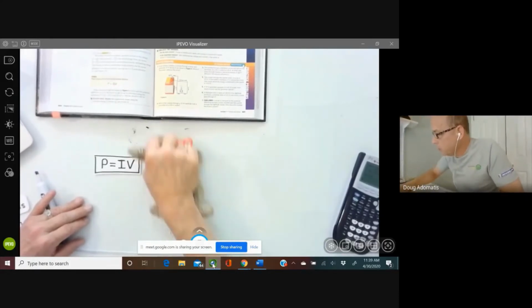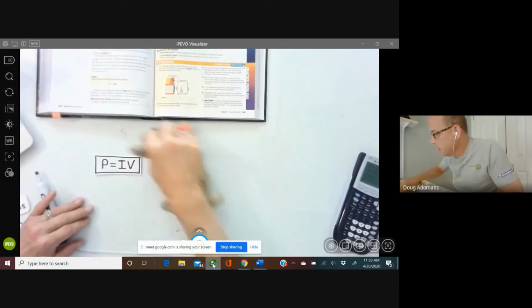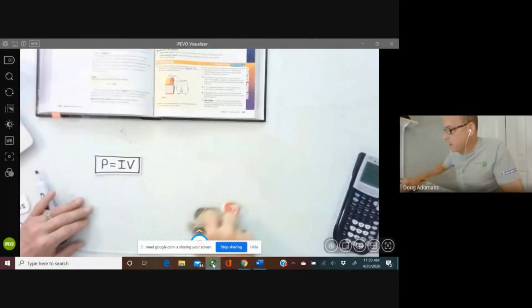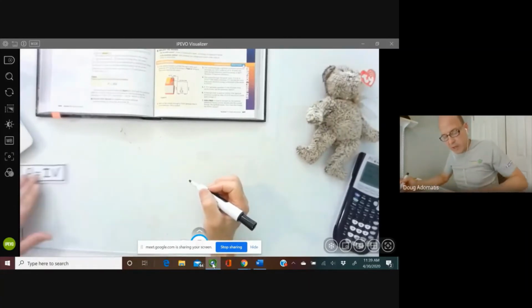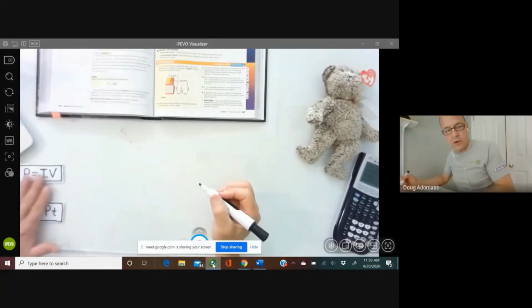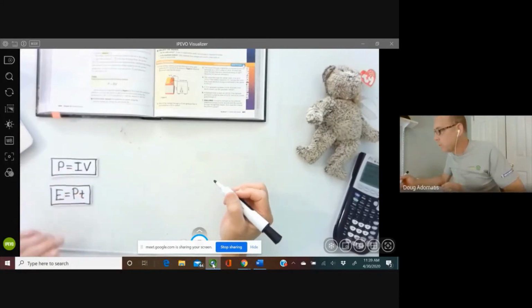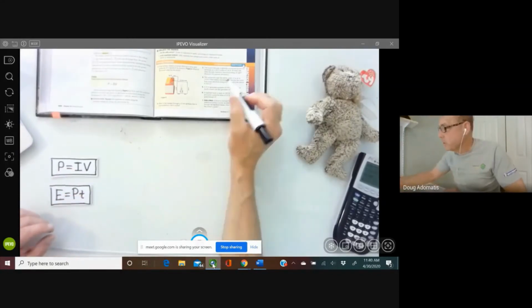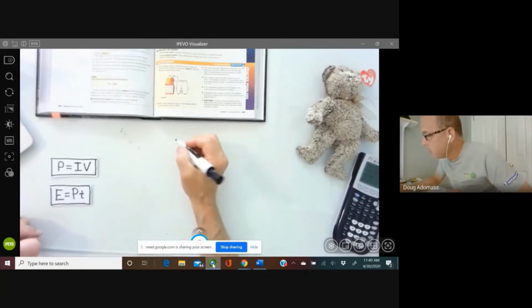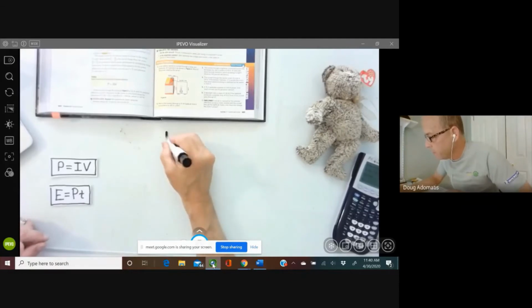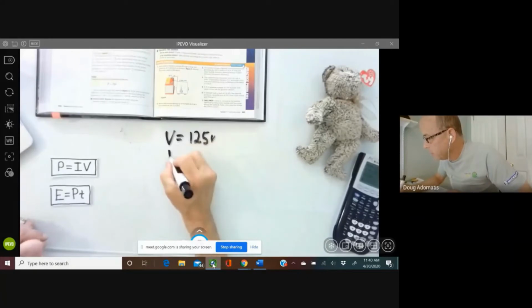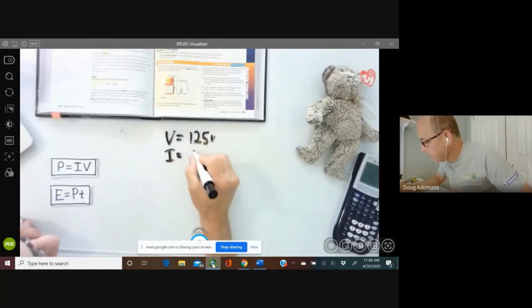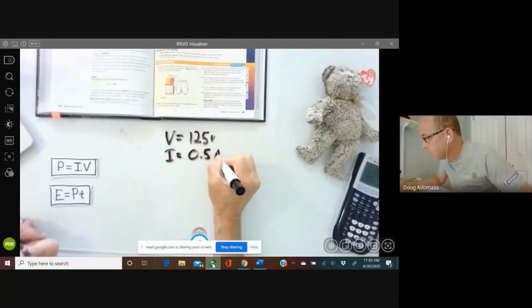Okay, all right, chugging right along here. I want to do number 3, and then I think that's all I want to do out of this set. This one pulls in the energy equation, so we're going to use this one. So question number 3 is, the current through a light bulb connected across the terminals of a 125 volt outlet. So voltage is equal to 125 volts. The current is 0.5 amps.